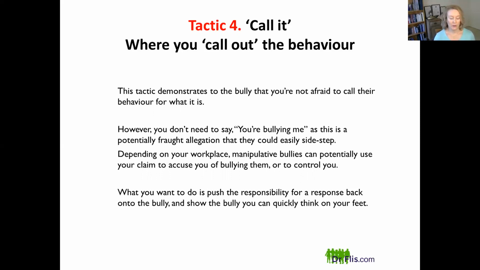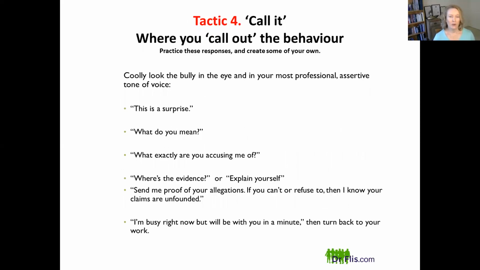What you want to do is push the responsibility for a response back on them and show the bully that you can think quickly on your feet. That's the whole point. So you're pushing it back on them. Coolly look the bully in the eye and say in your most professional, assertive voice, "This is a surprise," or "What do you mean?" or "What exactly are you accusing me of?" Or if they're trying to suggest they've got proof of some sort of allegation, or that you've made a mistake, "Where's the evidence? Explain yourself. Send me proof of your allegations, and if you can't or refuse to, then I know that your claims are unfounded."